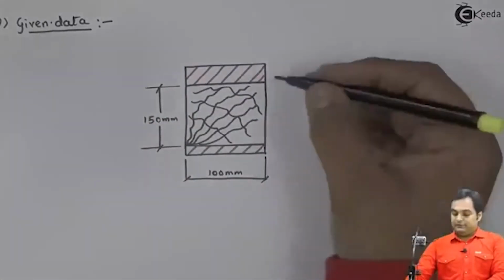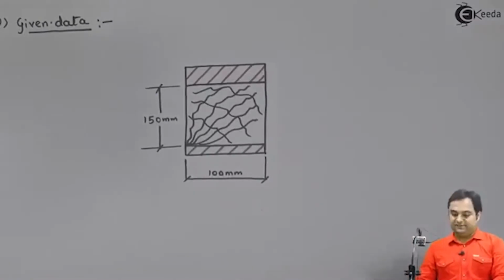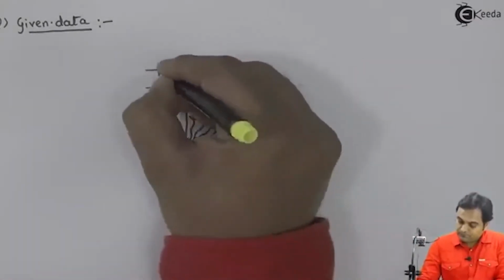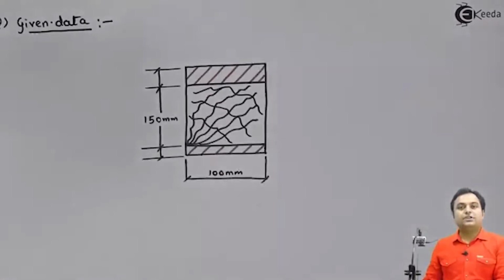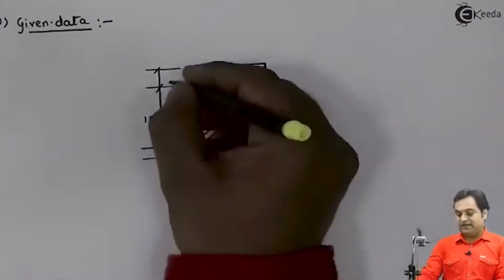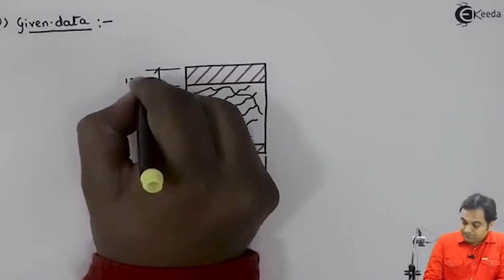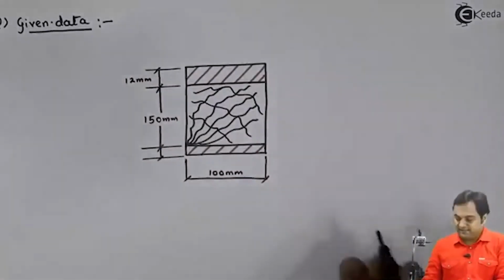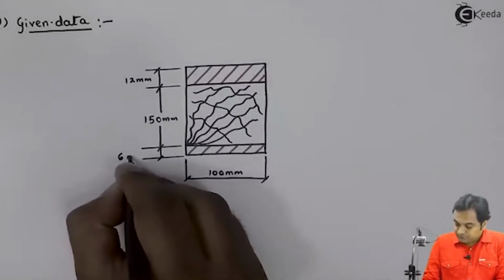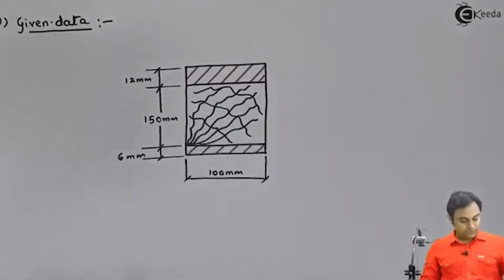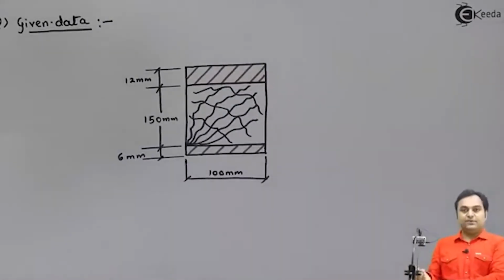Then at top and bottom we have two steel plates. The top steel plate is having its height as 12 mm. Bottom steel plate has 6 mm. Now this is the flitched beam which we have.